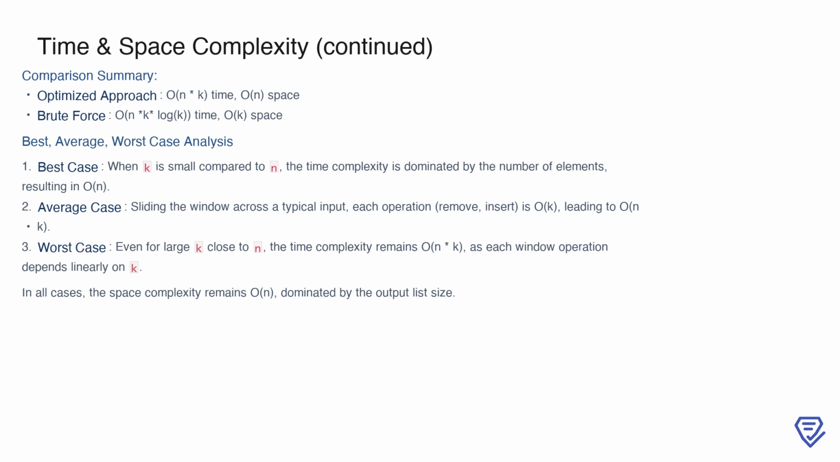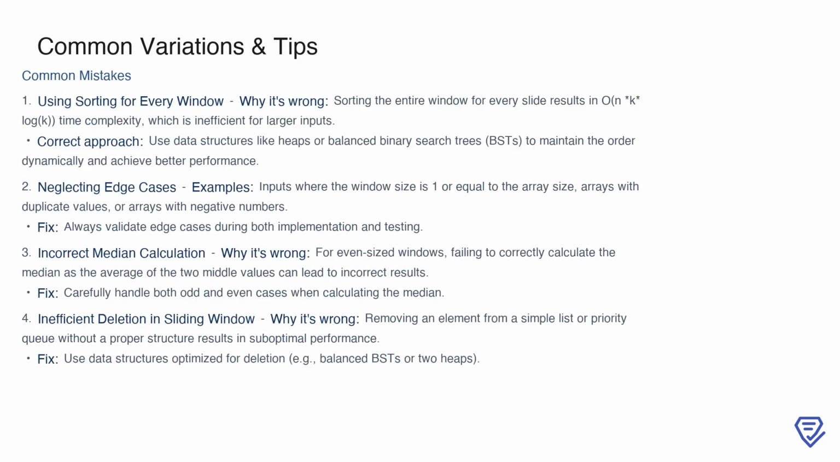Despite variations in input size, the space complexity consistently stays at O(n), as it is primarily determined by the size of the output list. When solving the sliding window median problem, there are several common mistakes to watch out for. First, using sorting for every window might seem straightforward, but it's inefficient. Sorting the entire window repeatedly leads to a time complexity of O(n*k*log k), which doesn't scale well for larger inputs. Instead, you should leverage dynamic data structures, such as heaps or balanced binary search trees, to maintain order efficiently.